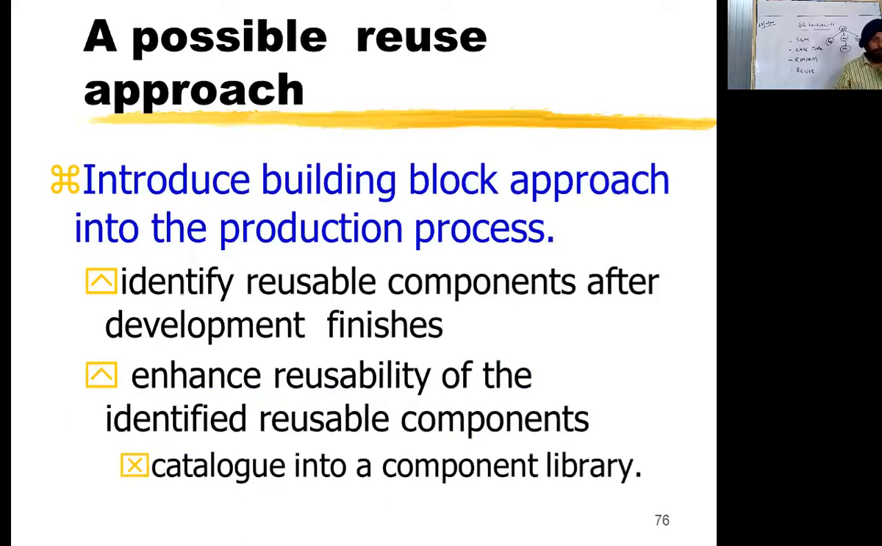So what are the possible different approaches? First of all is to introduce the building block approach into the production process. So you have to identify the reusable components after development finishes, and you have to enhance the whole overall authority of your company or your process. They should enhance the reusability of the identified reusable components.